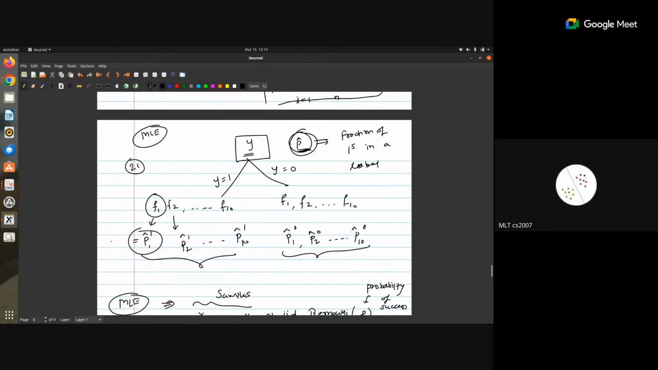Shall I look into the whole data set, or shall I look into only the data set which contains only y equals to 1, and in that y equals to 1, how many times this f1 appears to be 1, right?